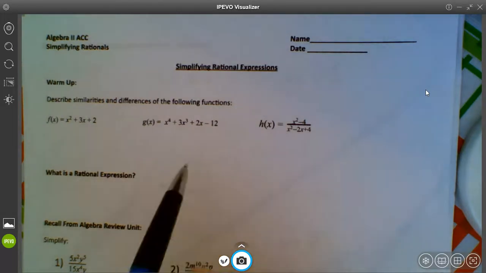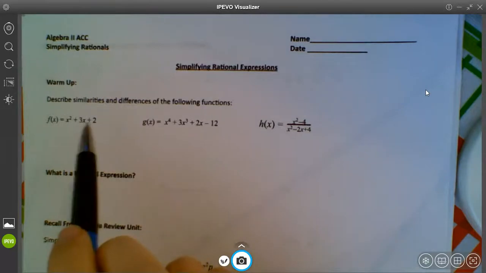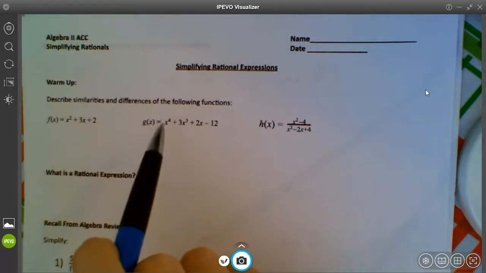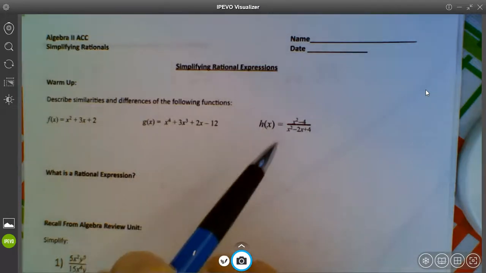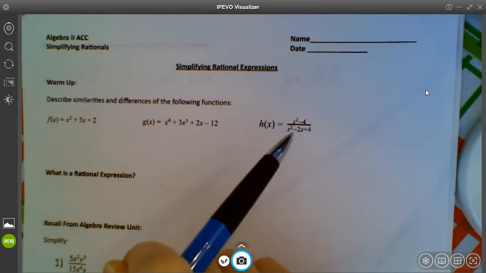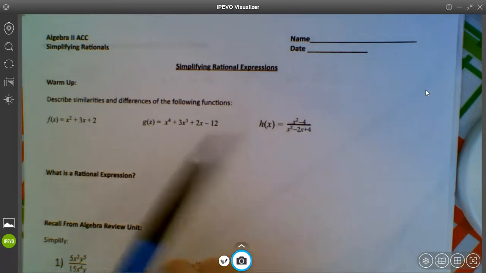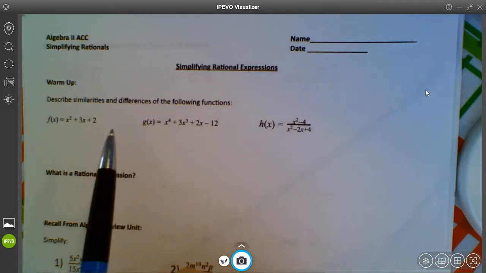You could have also talked about degree. The degree here is 2. The degree here is 4. Again, this is a little different. We've never seen this before, but you're going to want to say maybe the highest degree, the highest power is 2 here. What else can you say?